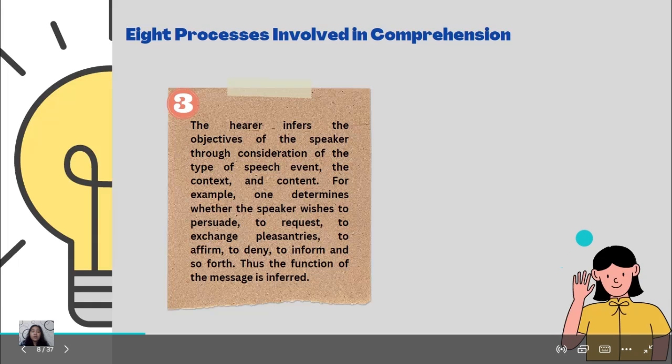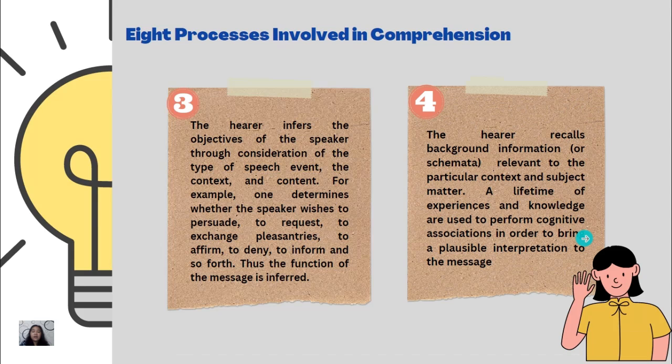Proceeding to our fourth process, the hearer recalls background information or schemata which are relevant to the particular context and subject matter. A lifetime of experience and knowledge is used to perform cognitive association in order to bring a plausible interpretation to the message.